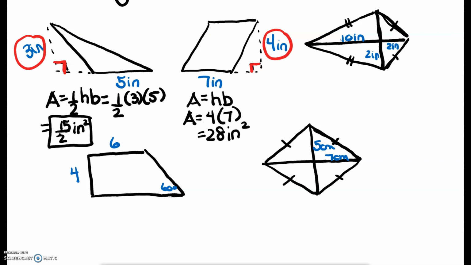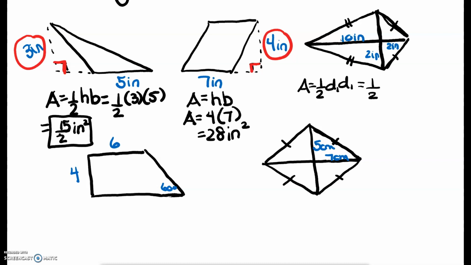All right, so for my kite, I know it's a kite because I have 2 sides that are congruent, and the other 2 sides are congruent, and these sides are consecutive. Okay, so I need to find my diagonals because the area formula is 1/2 diagonal 1 times diagonal 2. But I don't have all of my diagonals here.